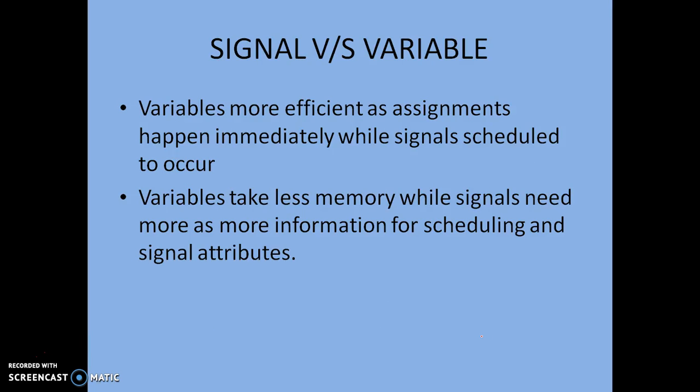If you compare a signal and variable, variables are more efficient as assignment happens immediately while signals are scheduled to occur. So signal assignment is always scheduled in VHDL, whereas variables take less memory while signals need more information for scheduling and signal attributes.